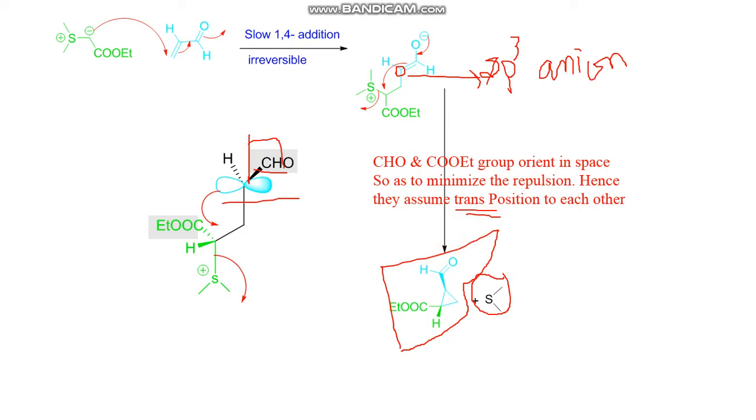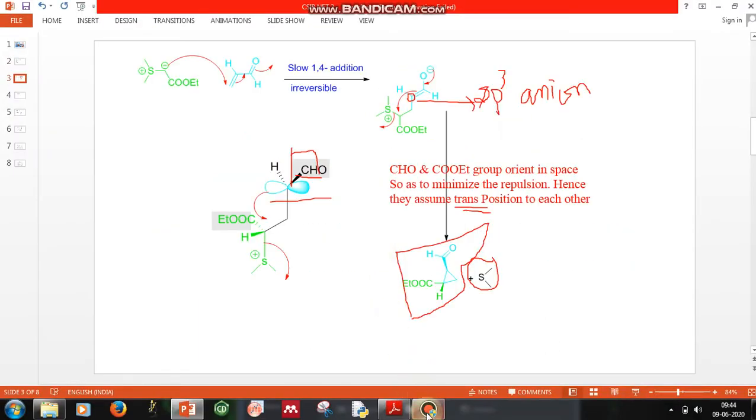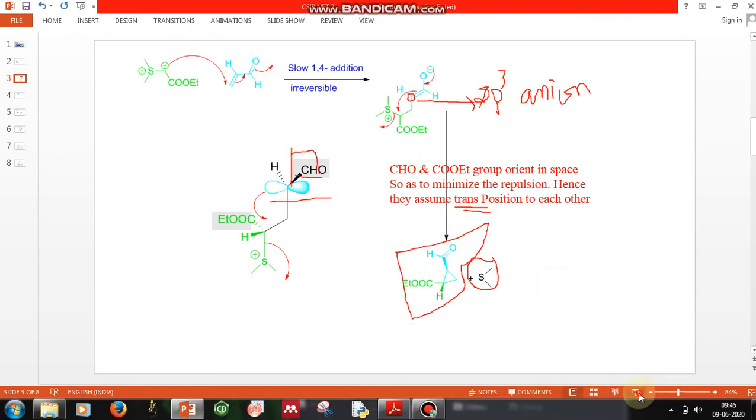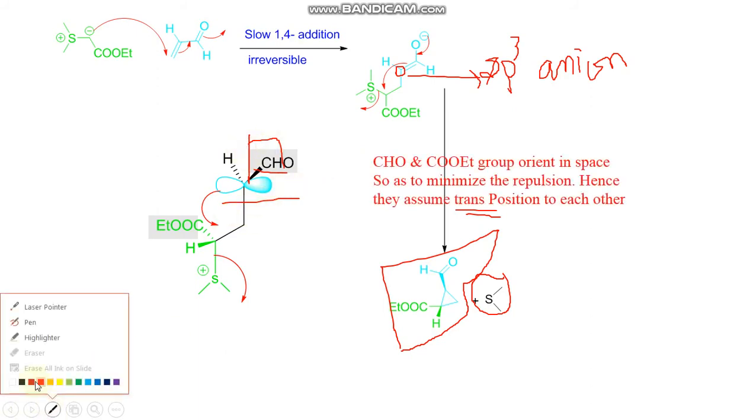You have to remember this happens for the 1,4 addition, and this will happen in a 1,4 addition manner. This is the 1,4 addition, and the orbital overlap will show that the intermediate is such that this CHO and this COOT will be as far as possible. That gives a trans product.